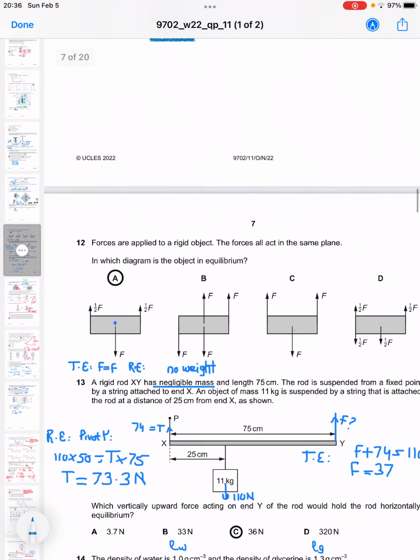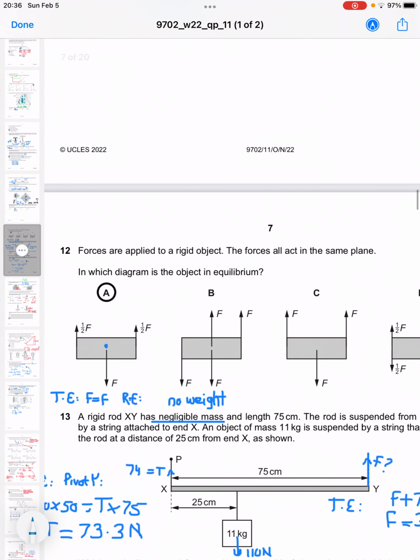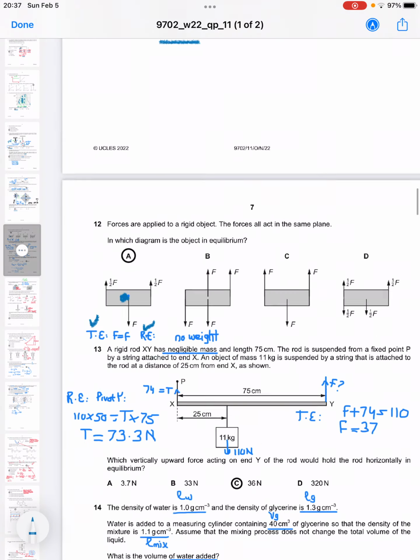Question number 12 says that which forces show that objects are in equilibrium. So considering A, translational equilibrium, half F plus half F makes F, downward force F, so it follows the translational equilibrium. Considering the rotational equilibrium, it also follows because half F into the distance and half F into the distance, clockwise makes up equal to anti-clockwise, considering this as the pivot. So A is the appropriate answer.